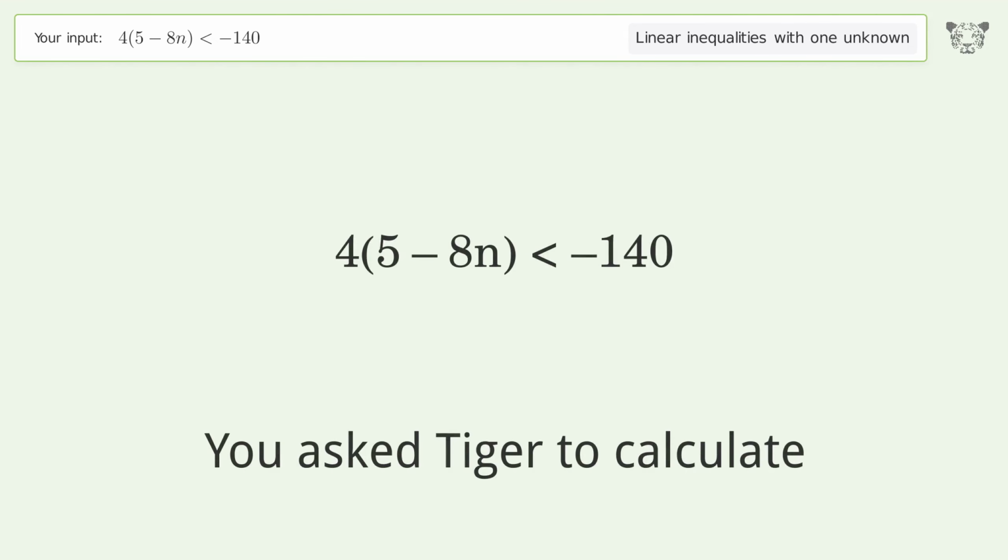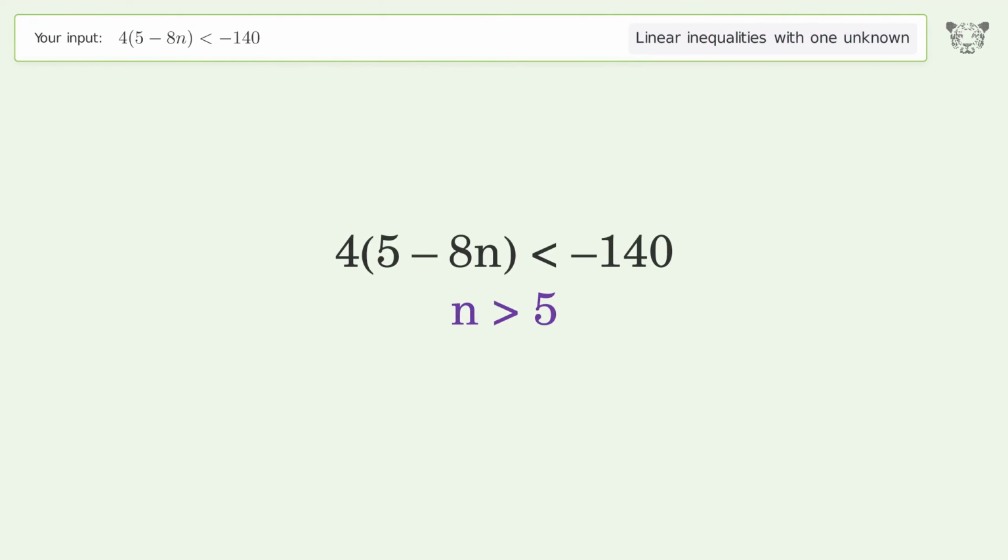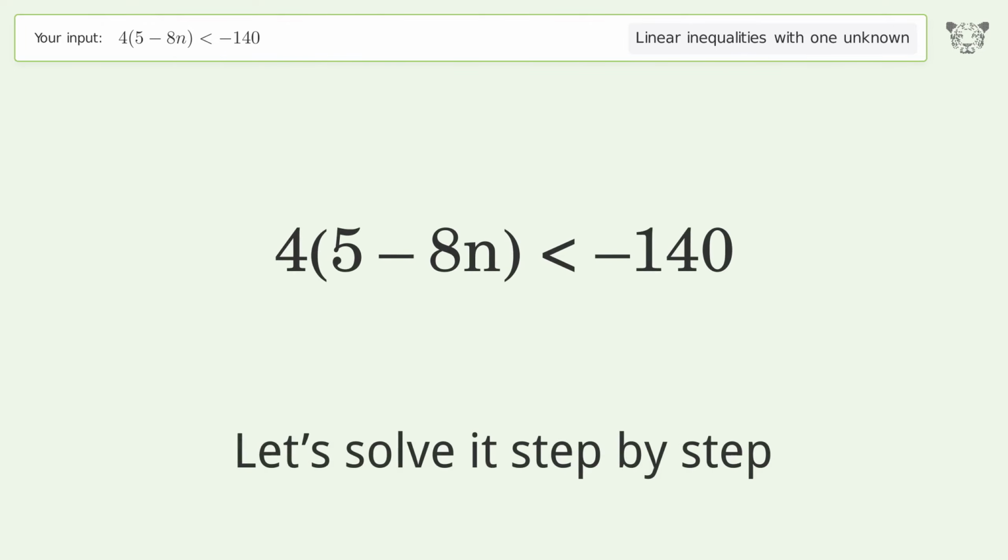You ask Tiger to calculate. This deals with linear inequalities with one unknown. The final result is n greater than 5. Let's solve it step by step.